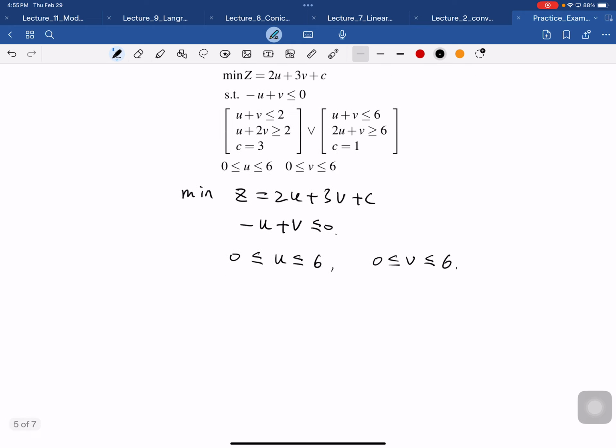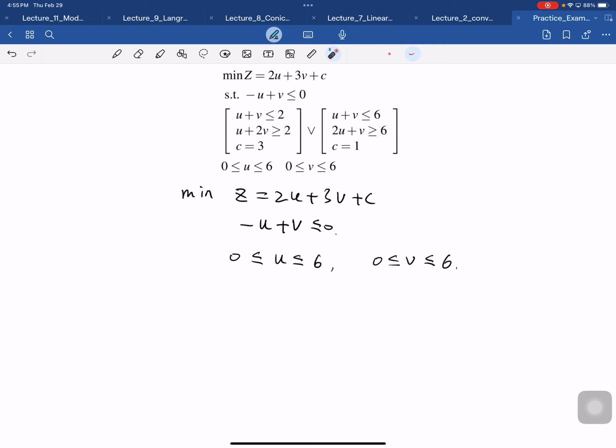So now let's introduce one binary variable. Why do we only need one binary variable? Because there are only two disjunctions, right? Let's just use one binary variable to represent: if the first disjunction is true, then y equals 1. On the other hand, if the second disjunction is true, y equals 0, right?